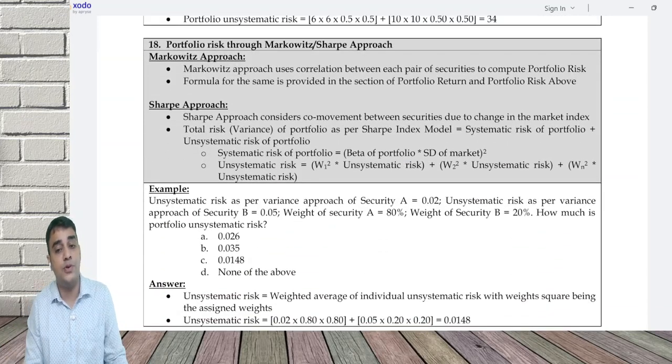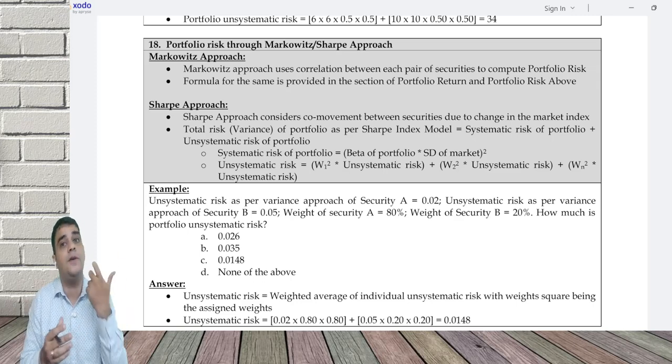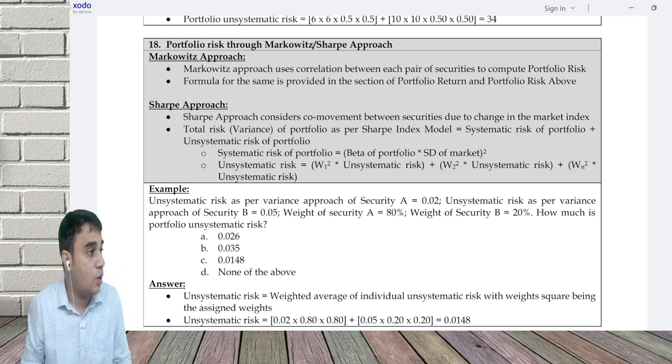So the Markowitz approach uses the correlation between each pair of securities to compute portfolio risk. The formula for the same is provided in the section on portfolio return and portfolio risk above. Challenge: if there are 10 securities, you will need around 45 correlation coefficients: between A and 9 securities, between B and another 8, between C and another 7, D and another 6, E and another 5. If you have 100 securities, you will need thousands of correlation coefficients. So it becomes very difficult to go ahead with the Markowitz approach.